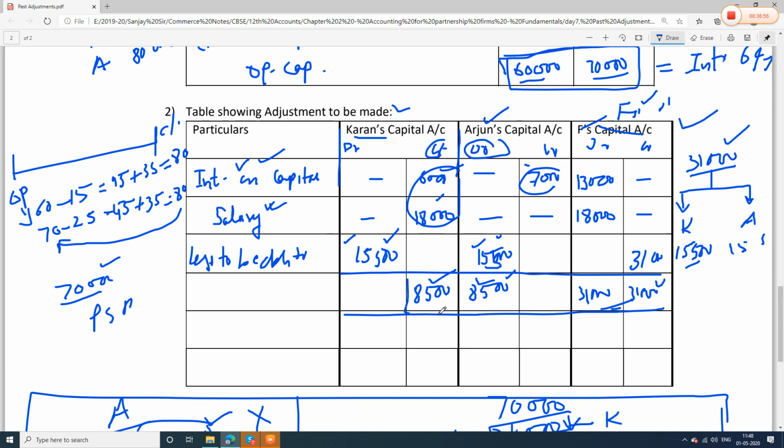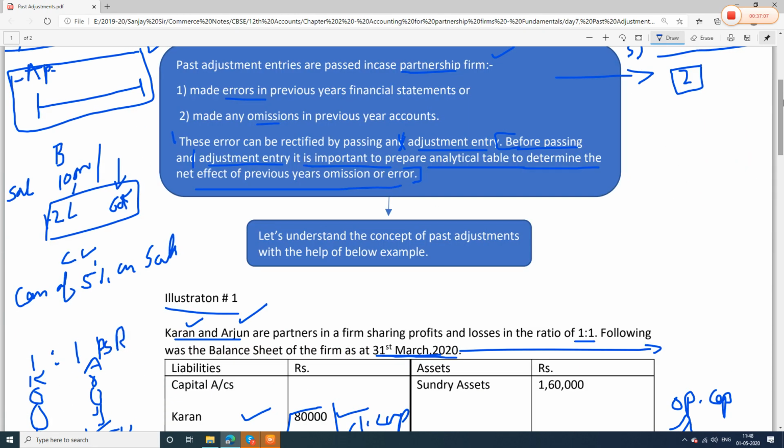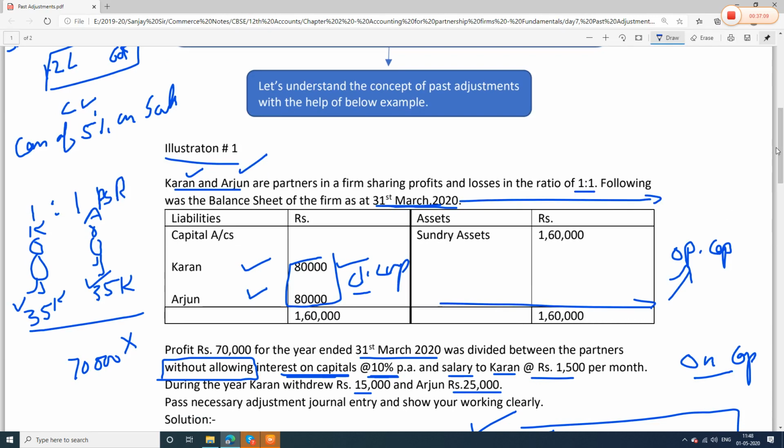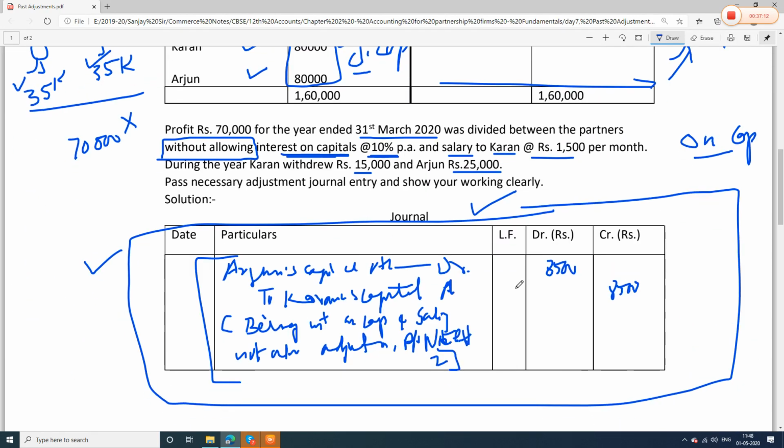Journal entry, the adjustment entry, you will get from here. Arjun's capital account debit 8,500 to Karan's capital account. From here you will be able to find the adjustment entry. So the entry that I have passed is our final answer. This is the journal entry. This comes often in your final exam, so please study this thoroughly. I hope you understood this much today, guys.